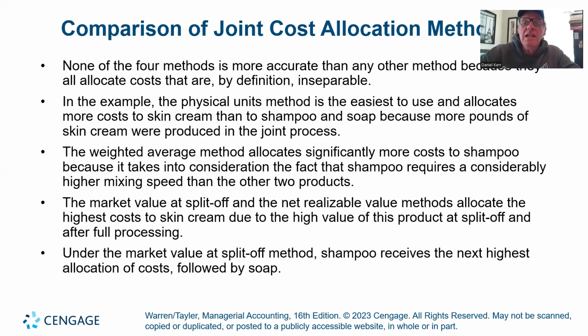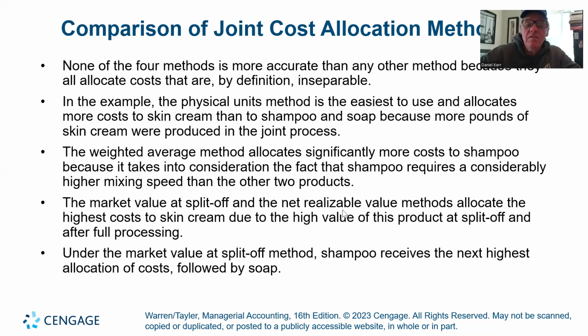Now, the question remains, with all these methods, which is the best to use, which is the most accurate? Well, in the case of the allocation of joint costs, there really is not one more accurate than the other. It really depends upon the circumstances of the product. We know that physical units is the easiest to allocate because of the pounds. Weighted average probably allocates significantly more cost to shampoo because it takes more time to process the shampoo.